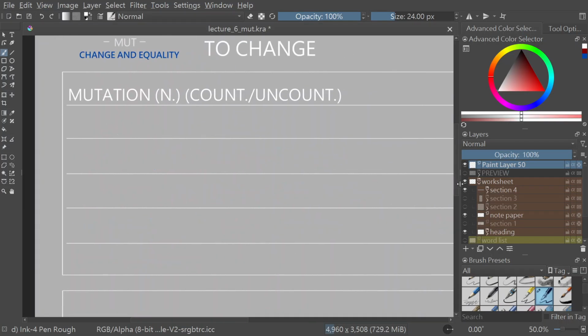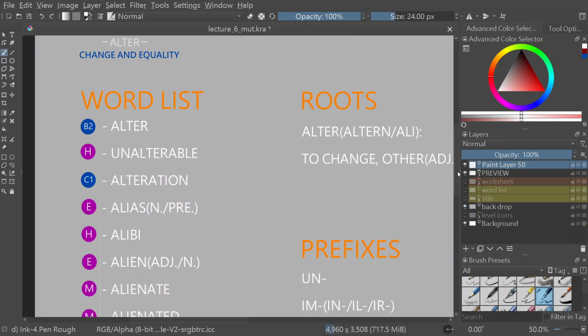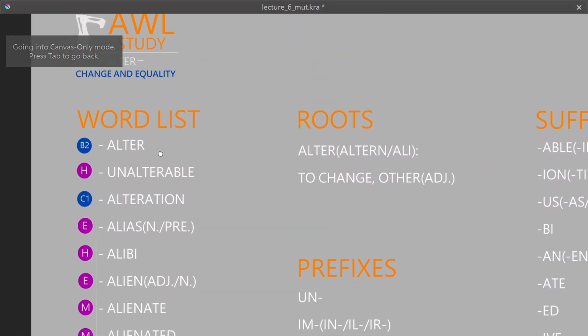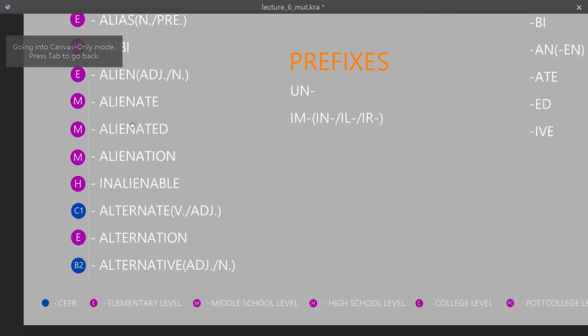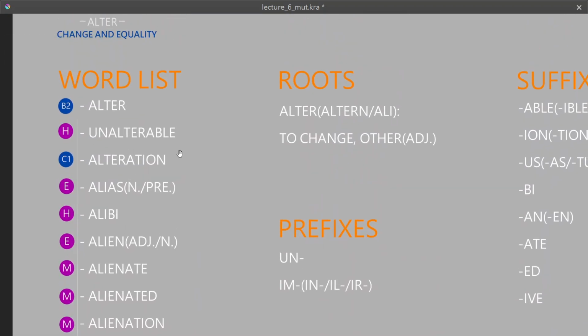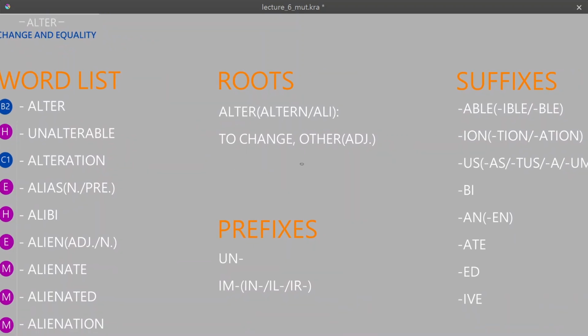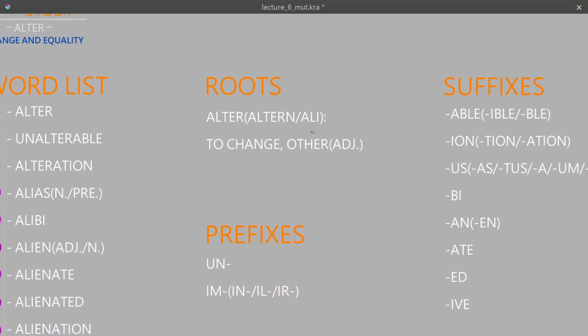Lastly, we have the preview of the next section. In the next section, we are going to study quite a lot of words that share a root, alter, and its variant, meaning to change or alter. Okay, let's move on.